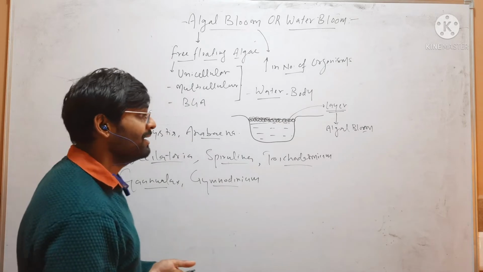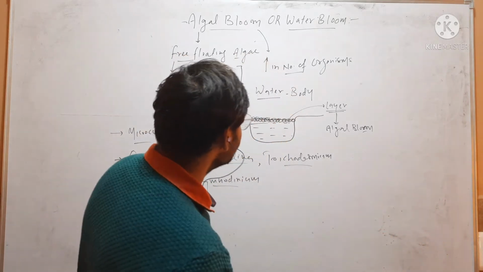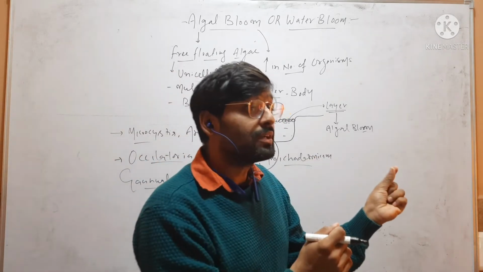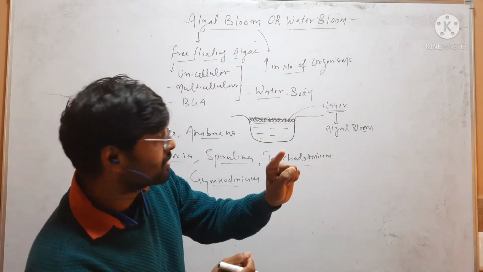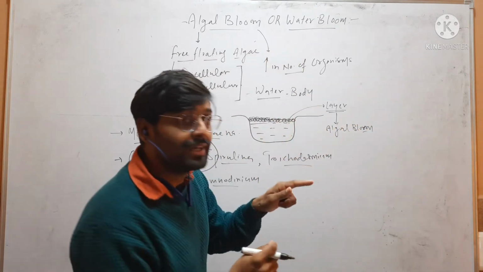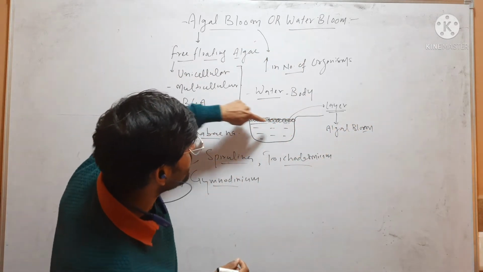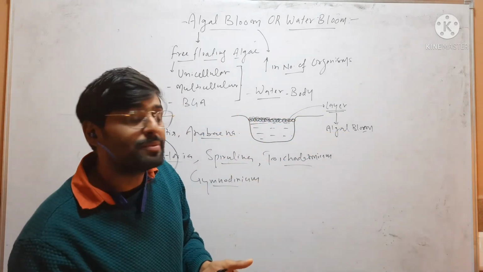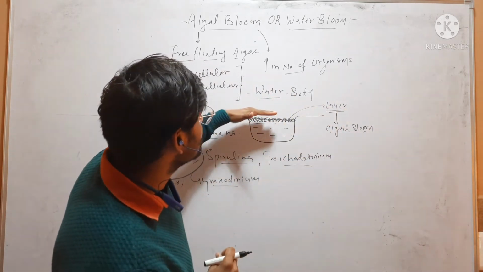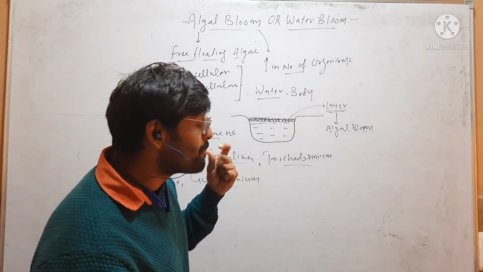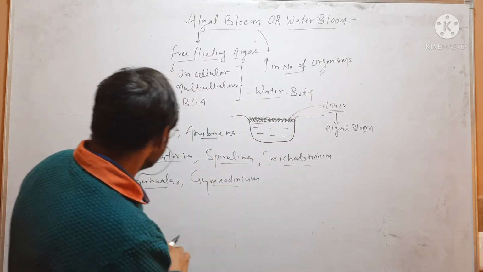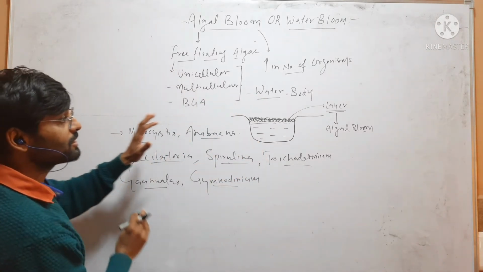So these are some common algae that form algal bloom, and the color of this algal bloom layer depends on the alga that is dominant. Whichever type of alga is dominant forms the color of that algal layer. If a rhodophyce is dominant, then it will be reddish in color. If chlorophyce is dominant, then it will be greenish in color. So the color of this layer depends on the dominance of algae present in that layer.